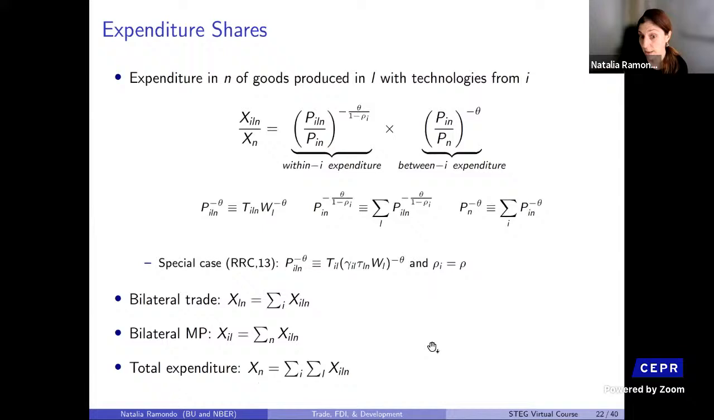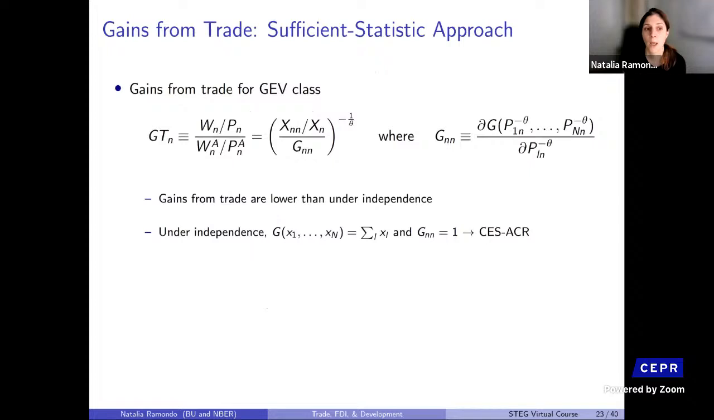But now what I can do is use a sufficient statistic approach to characterize gains. That's why I wanted to characterize the flows. So what I'm going to do is like what is done in Arkolakis, Costinot, Rodriguez-Clare, the ACR formula. I'm going to do it for this more general class, the GEV class instead of CES, and then I will apply it to my model with multinationals.